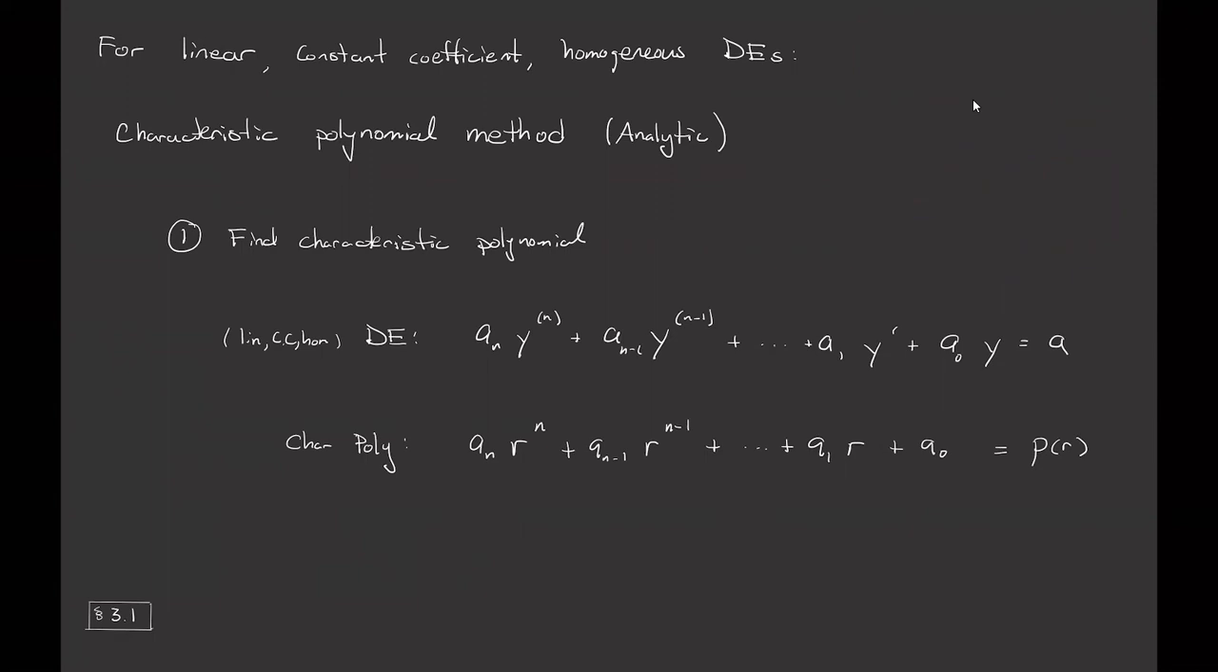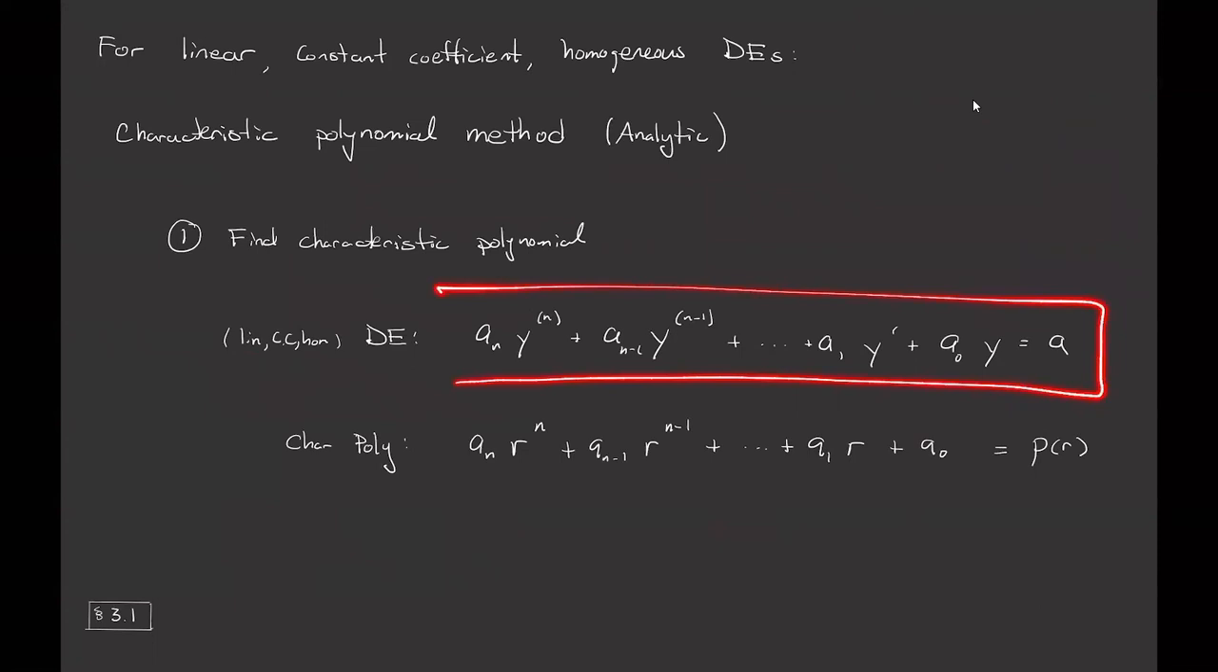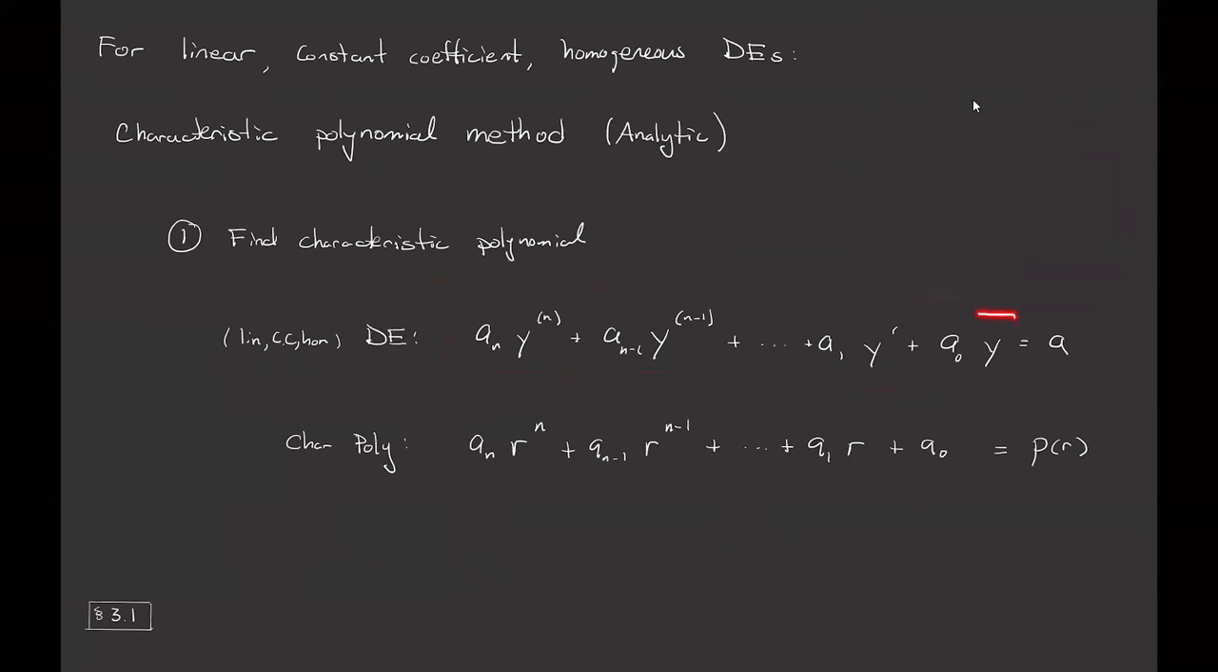But in the case of the constant coefficient, linear, homogeneous equation that would look like this, notice again, we have the 0th derivative, the first derivative, et cetera, up to the n-1 derivative, up to the nth derivative.